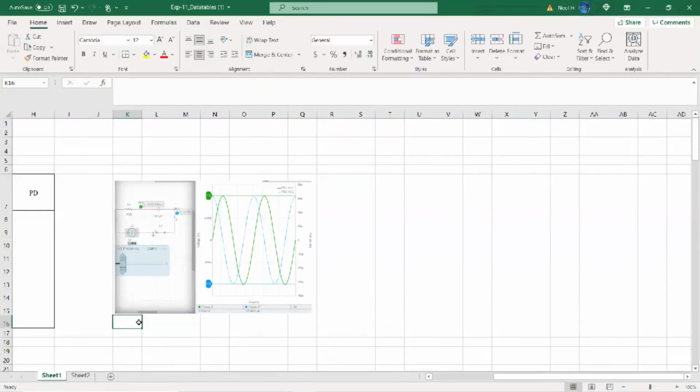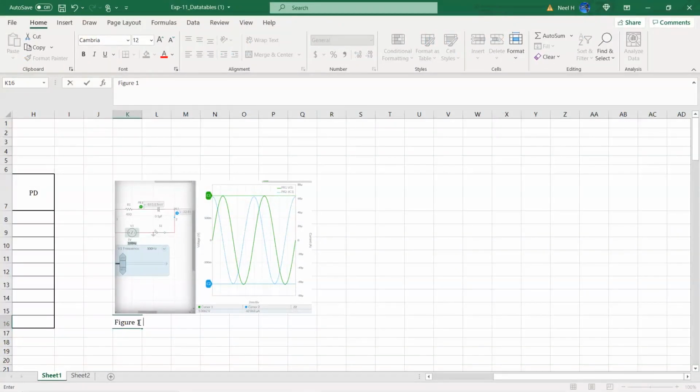Okay, then you can name this as usual. This is going to be figure 1. We can say this is RC circuit simulator with AC voltage. Okay.